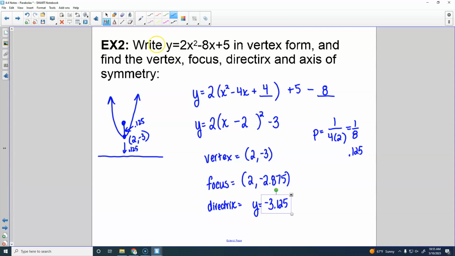And then axis of symmetry, that's going to be this vertical line right here. So axis of symmetry is going to be x equals, since it's vertical, and it's just going to be the x-coordinate, which is 2. Questions?